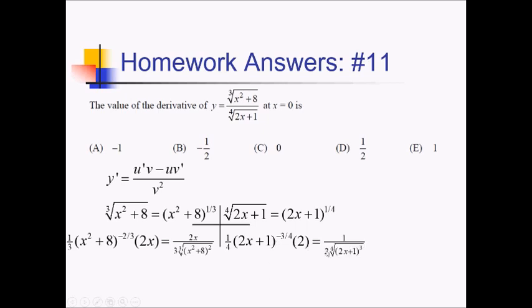All right, so now we're going to plug in 0 to all of this craziness, and then after we've done that, we'll put the pieces back together for our quotient rule. So if x equals 0, here's what we have. Up top, we've got the cube root of 0 squared plus 8. So that's just the cube root of 8, which is 2. So that's kind of nice. We also have the 4th root of 2 times 0 plus 1. Well, that's just the 4th root of 1, which is just 1.